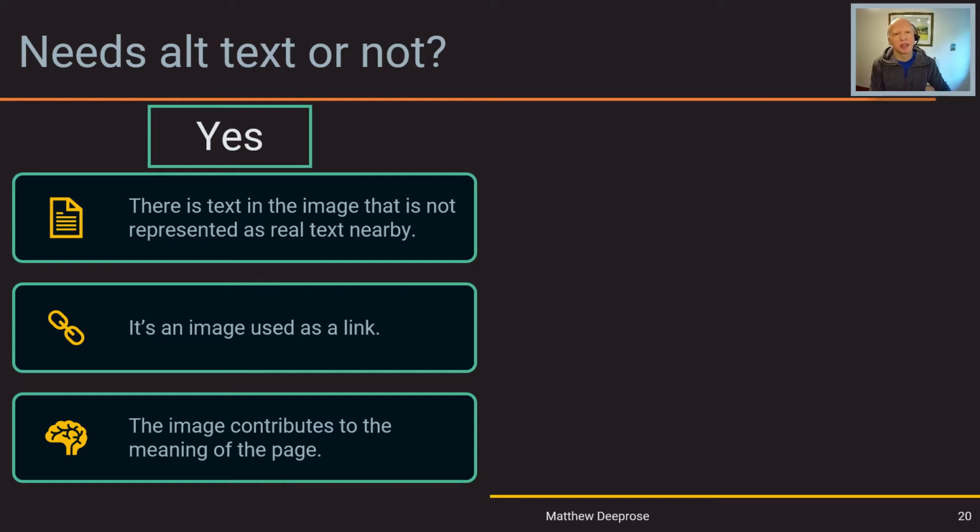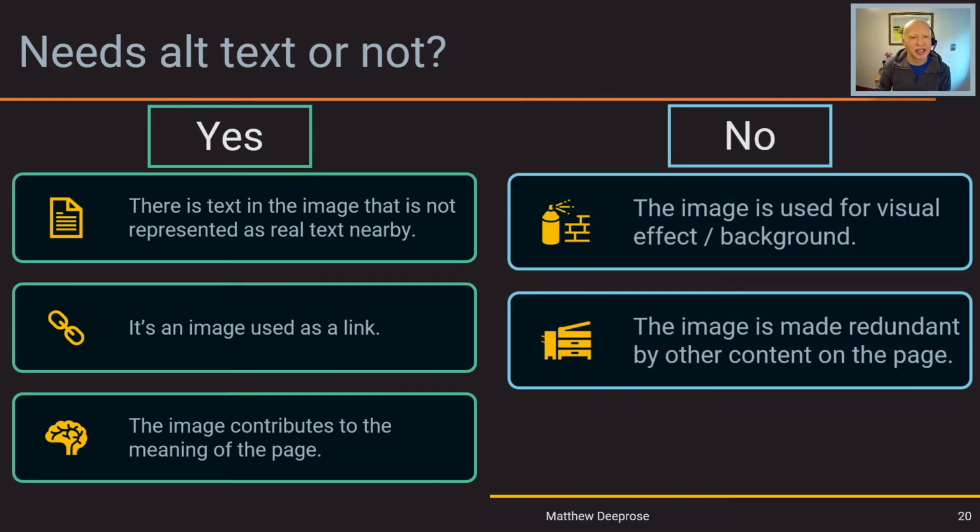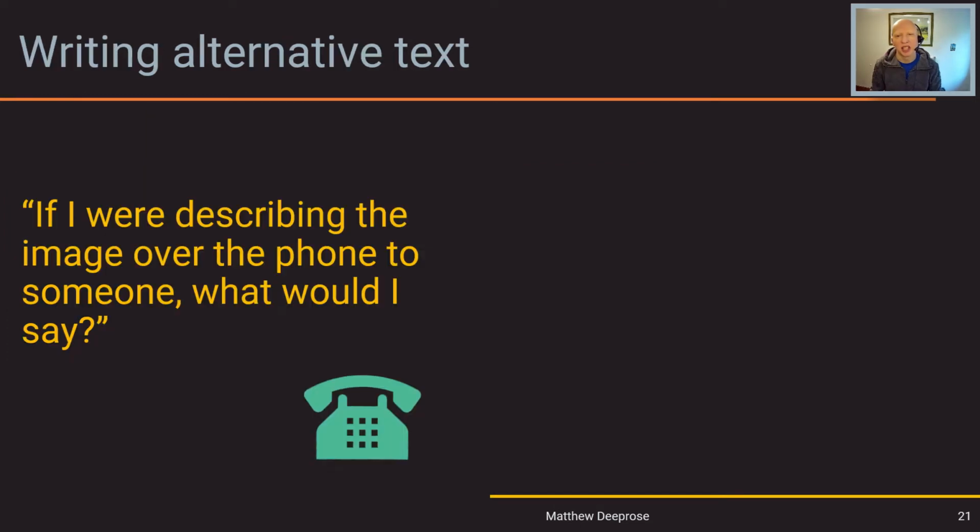Or if that image contributes to the meaning of the page, and if that image was not on that page, a vital part of the meaning that the user was expected to get would then be missing. We don't need alternative text if the image is only being used for decorative purposes, or if it's just reinforcing or duplicating meaning that's held elsewhere on the page.